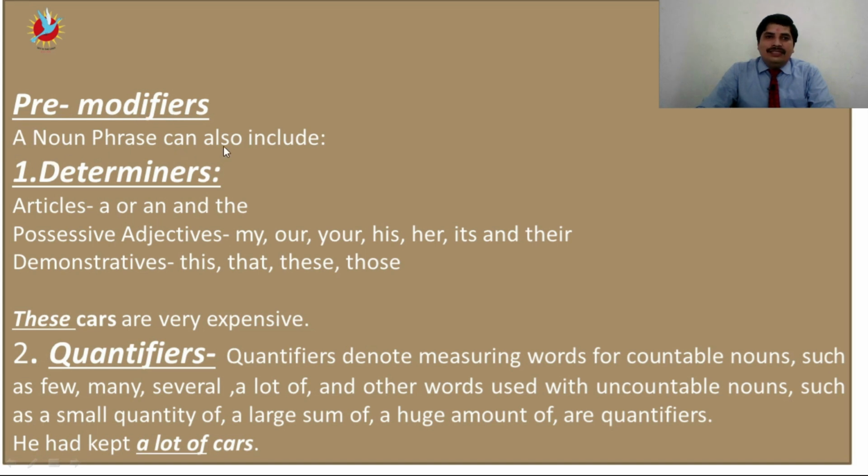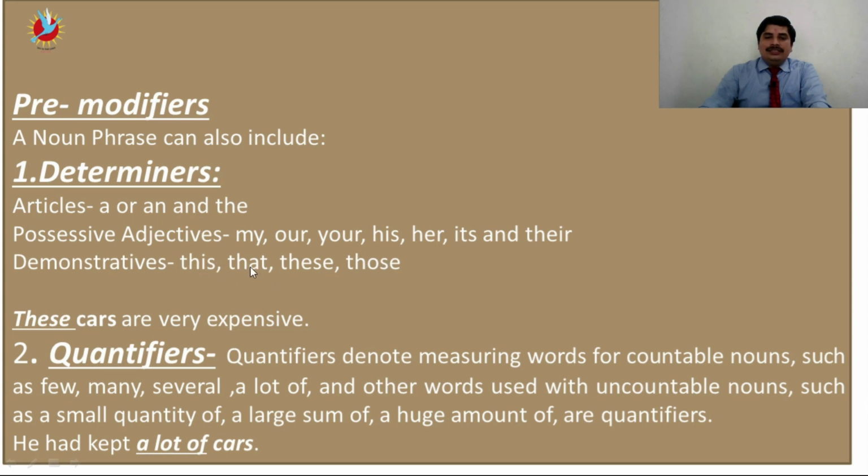Pre-modifiers, a noun phrase can also include determiners. Articles. It may have a or an and the. Possessive adjectives. It may have possessive adjectives like my, your, his, her, its and their. Demonstratives or demonstrative determiners, this, that, these, those.